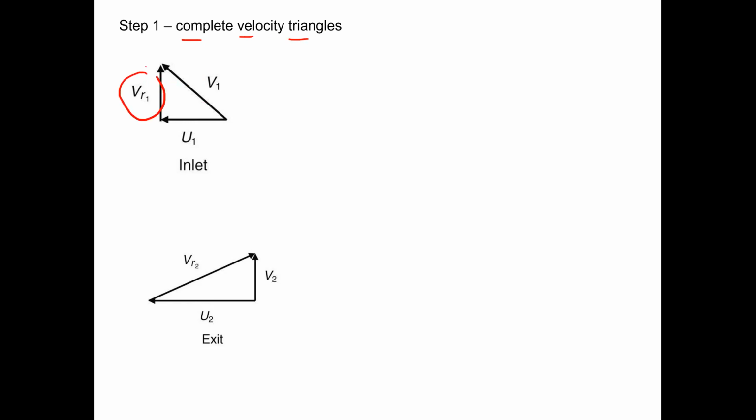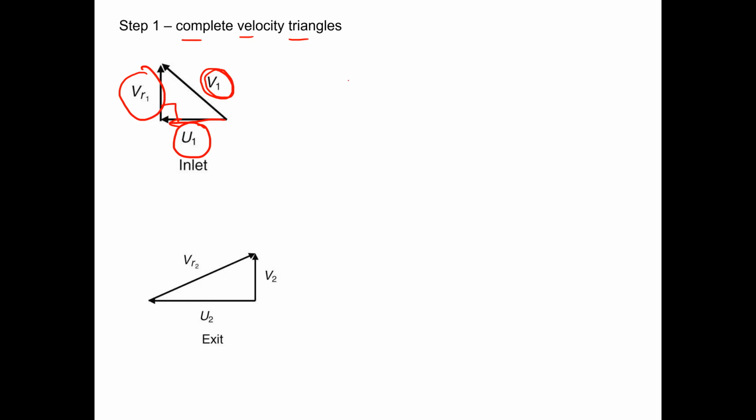I have the relative velocity of the fluid entering, again in a vertical direction. And of course, the tangential velocity of the rotor is in the horizontal direction. If I'm going to complete this triangle, these two are obviously at a right angle, and if I complete the vector math, I can find the absolute velocity of the entering fluid.